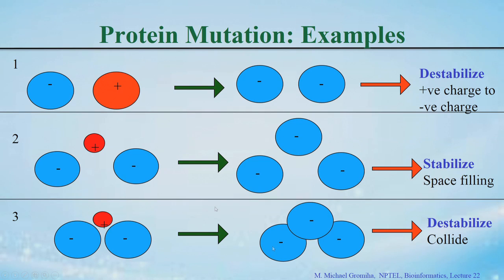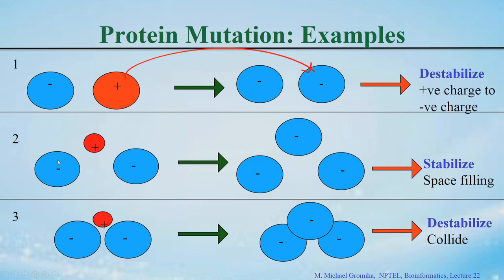Now, I show some examples. There is a negative charge residue and you have a positive charge residue. If they are close to each other, then they can make ion pairs. If you mutate this positive charge to a negative charge, then what will happen? Here these two residues are negatively charged, so they make a repulsive interaction. In this case they may destabilize the particular protein.